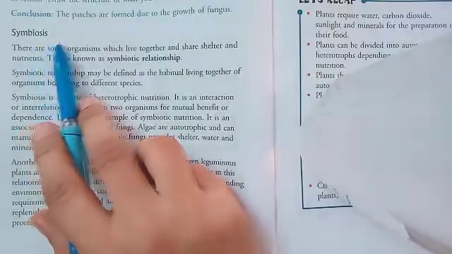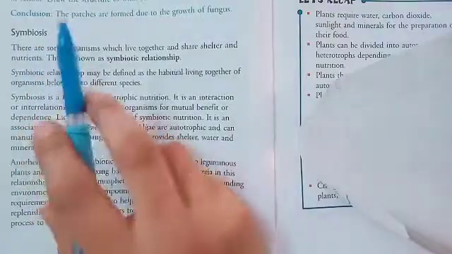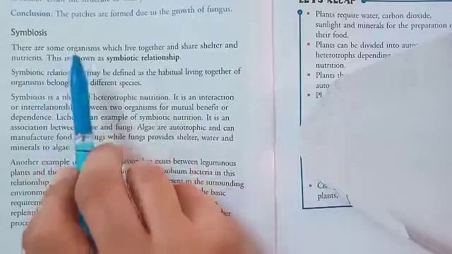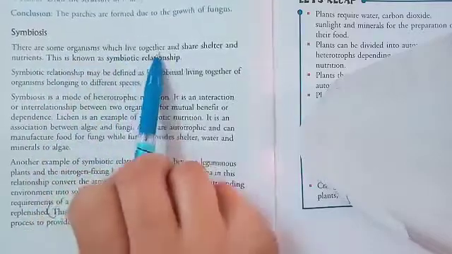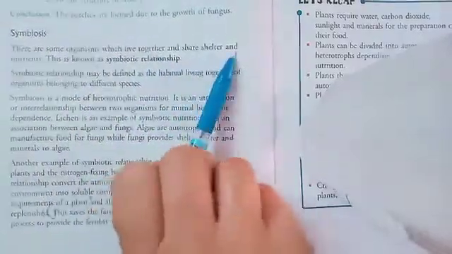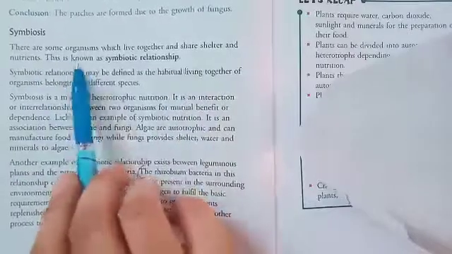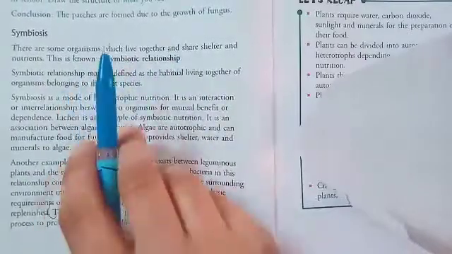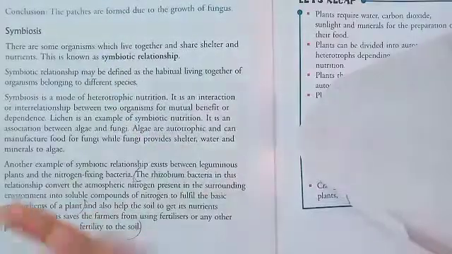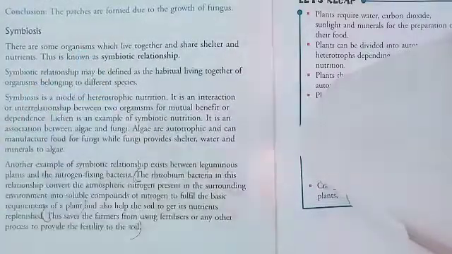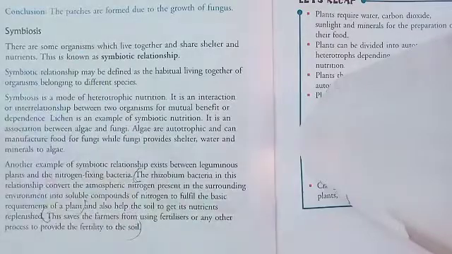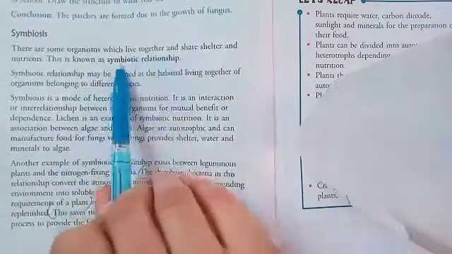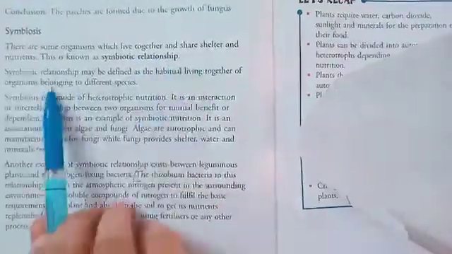Our next topic is symbiosis. This is the next mode of nutrition. There are some organisms which live together, share shelter and nutrients. This is known as a symbiotic relationship. Some organisms share their shelter, share the nutrients, and live together. That relationship is called a symbiotic relationship.